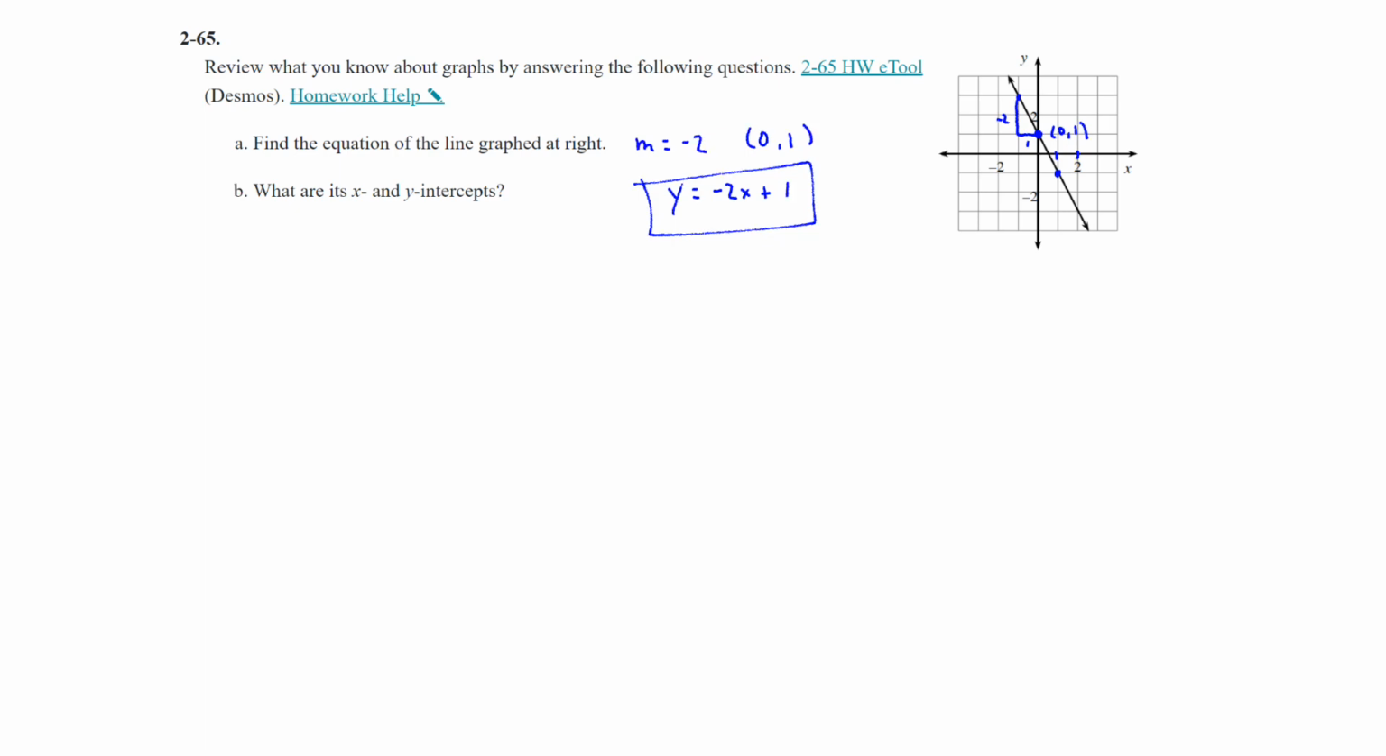For part B, what are the x and y-intercepts? Well, we found the y-intercept so that we could write the equation. The x-intercept, maybe not as nice. It's not crossing at one of the lattice points, but it does look like it's halfway in between the 0 and the 1.